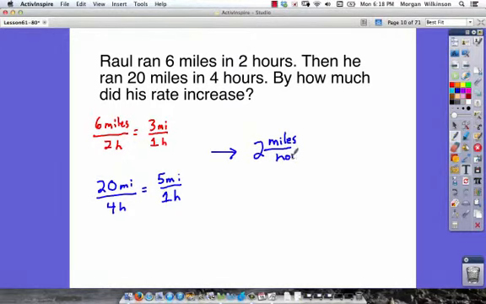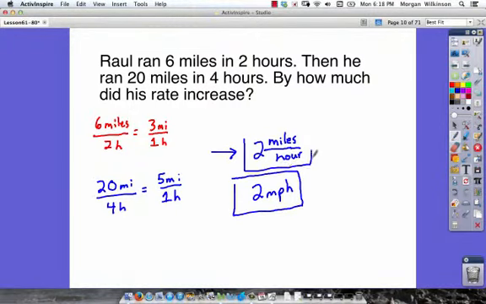Now another way that we could write it would be to say 2 mph, mph, miles per hour. Either one of these we can box. And then we can move on to our next question. We've got this one all done.